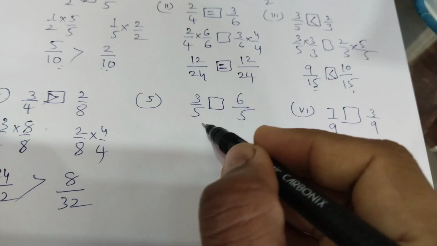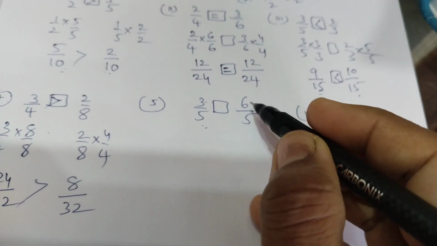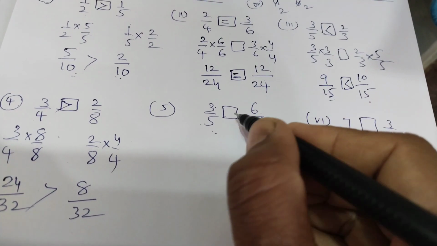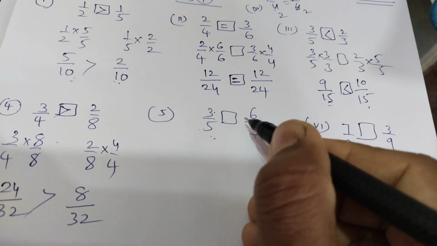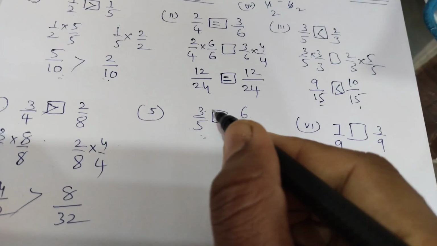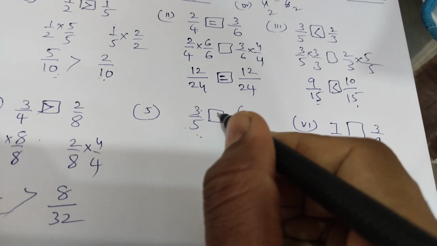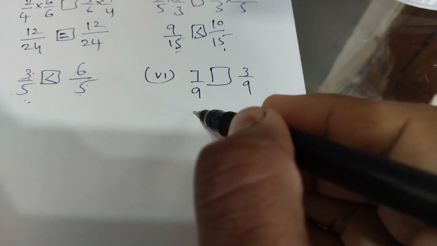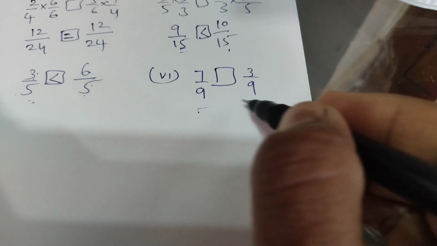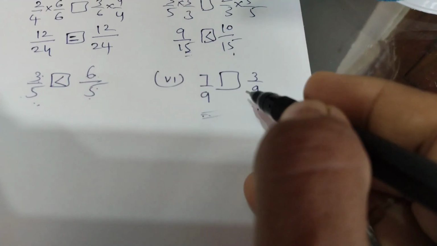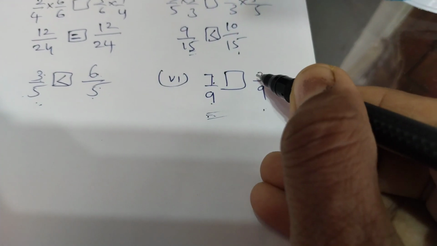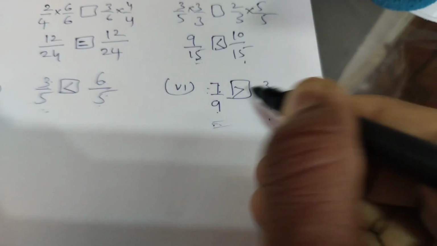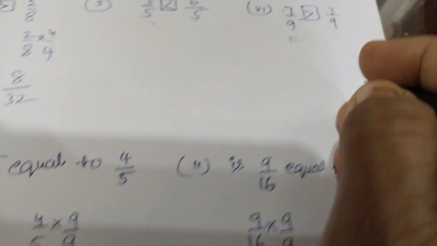Then the 5th question, 3 by 5 and 6 by 5. These are like fractions, so we are going to put the sign directly. 6 is greater than 3, so I am going to write 3 by 5 is less than 6 by 5. And then coming to the 6th problem, this is also a like fractions problem. Comparing 7 with 3, 7 is greater than 3, so I am going to put greater than. 7 by 9 is greater than 3 by 9.